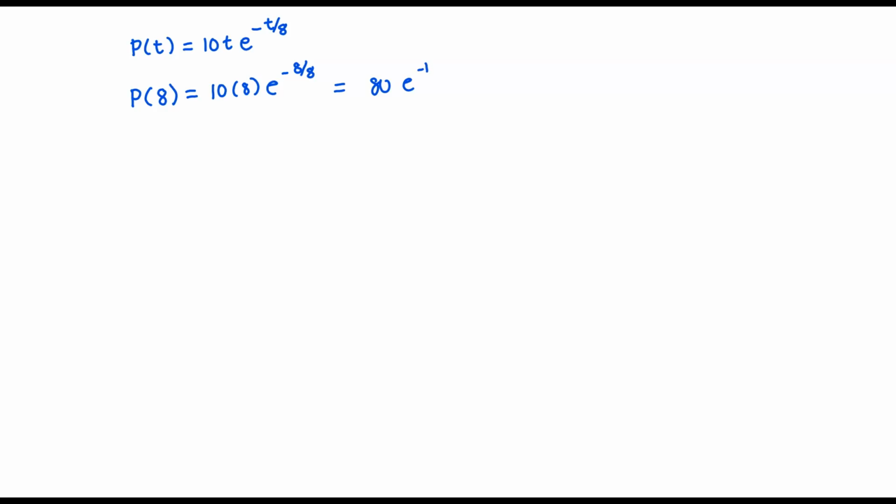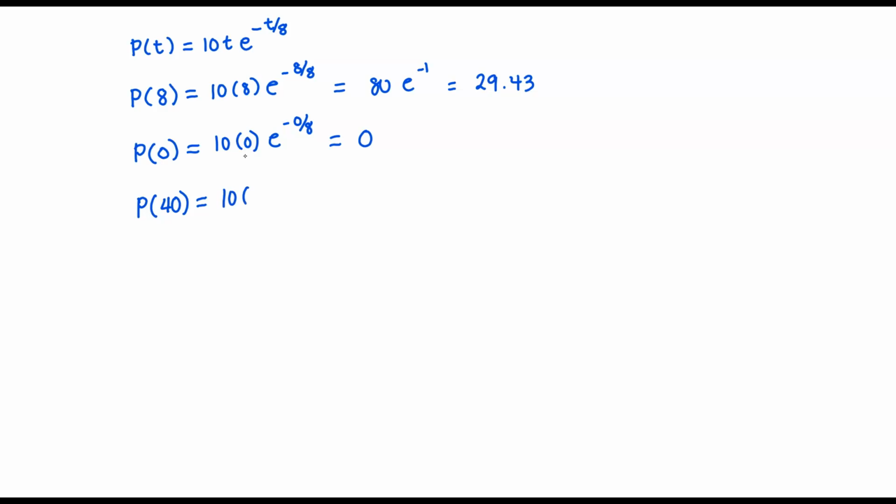And then you plug this in using your calculator. You get 29.43. Now, next is p at 0. That is 10 times 0 times e to the negative 0 over 8. This is equal to 0 because the factor is already 0. And then we have p of 40. That's the other endpoint of the interval.